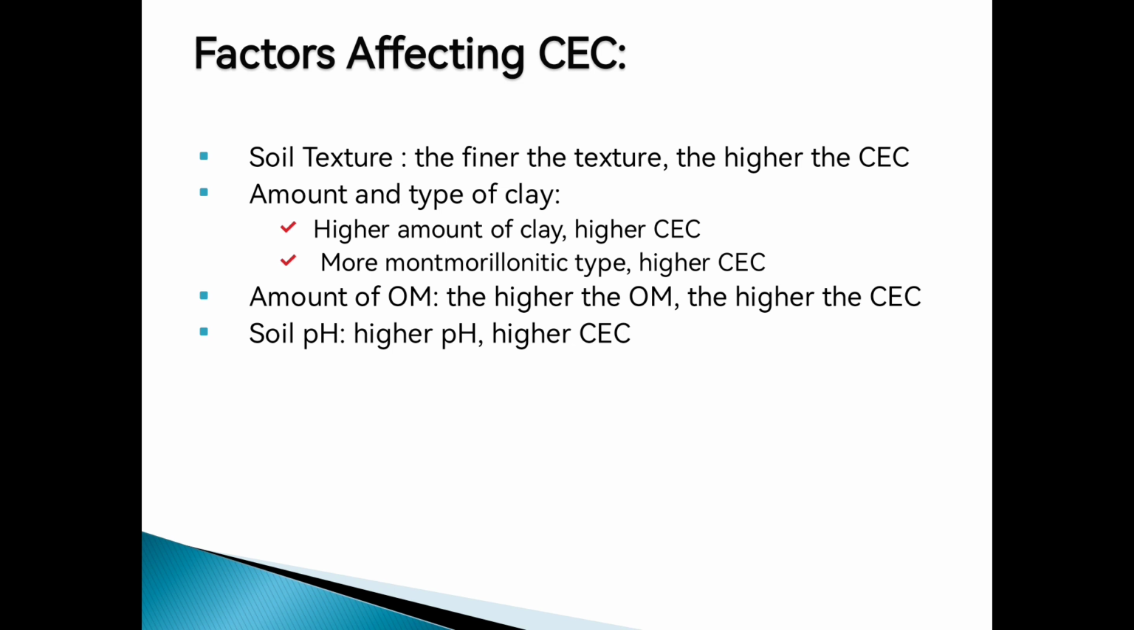Second is the amount and type of clay. The higher the amount of clay, the higher CEC. The more Montmorillonite type, the higher CEC. Or even vermiculite has the highest CEC among the clay colloids, higher than the Montmorillonite. And also the amount of organic matter. The higher the organic matter, the higher the CEC, and the higher the pH, the higher the CEC.